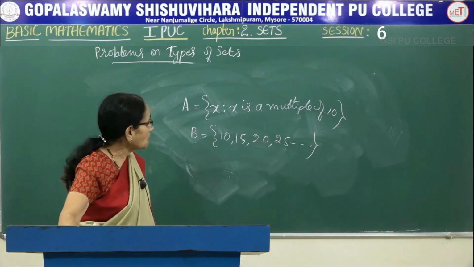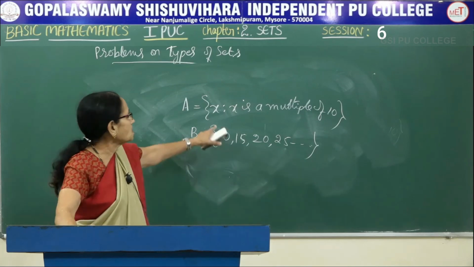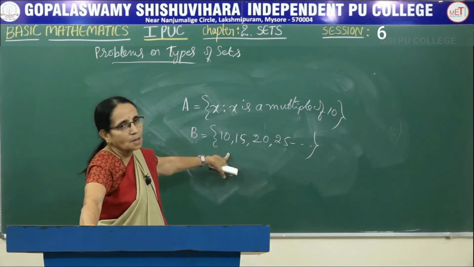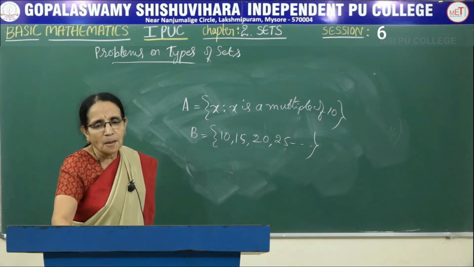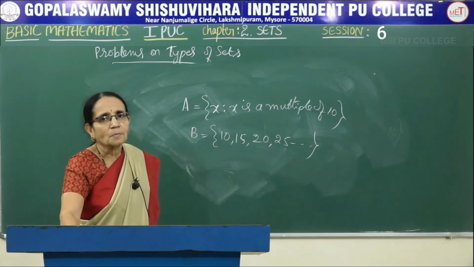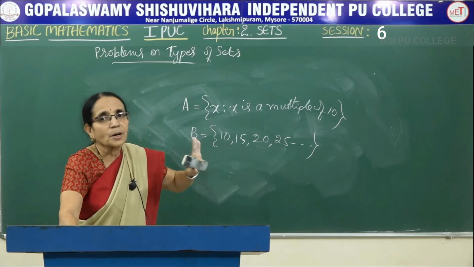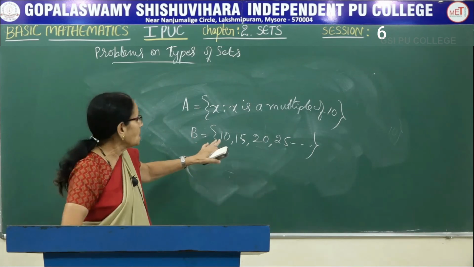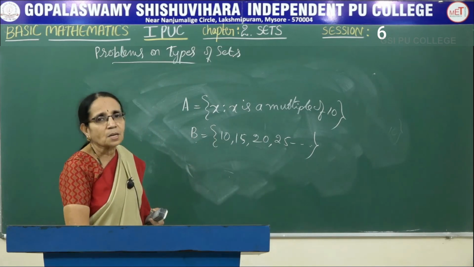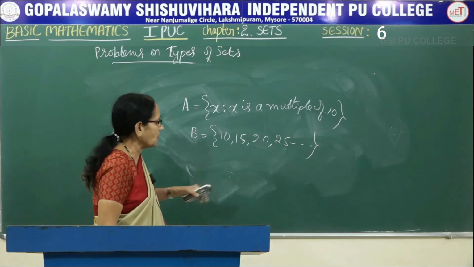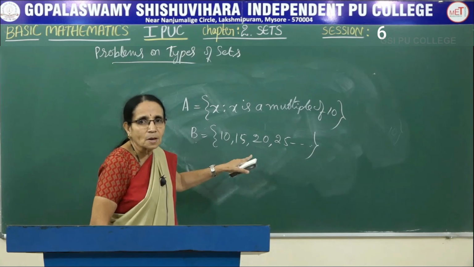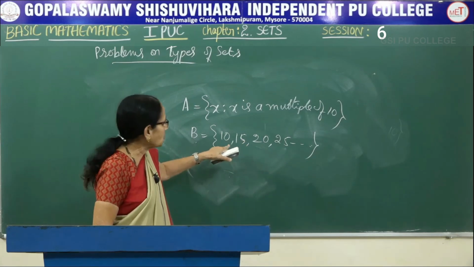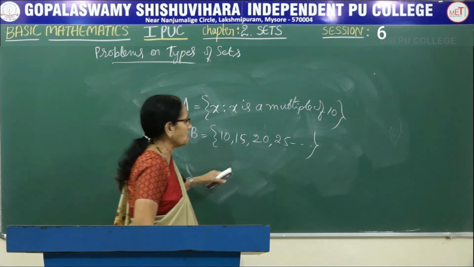Now, look at the two sets. One is in the set builder form. This is in the roster form. We know the elements 10, 15, 20, 25. What type of numbers are they? You can divide all of them by 5. That is the multiples of 5. The set B contains multiples of 5. Among them 10 and 20 we are having. They are multiples of 10 also. They are multiples of 5 as well as 10.